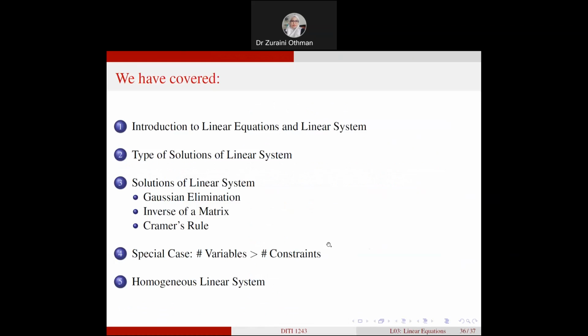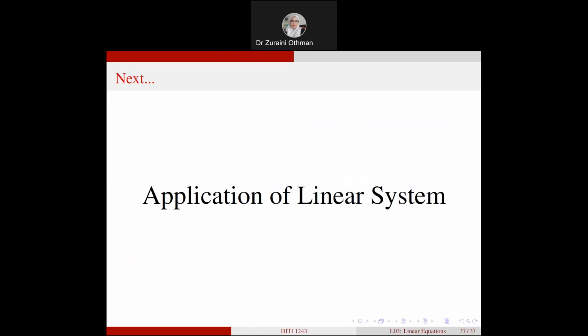Then this is what we have covered. Next we will cover the application of linear systems.